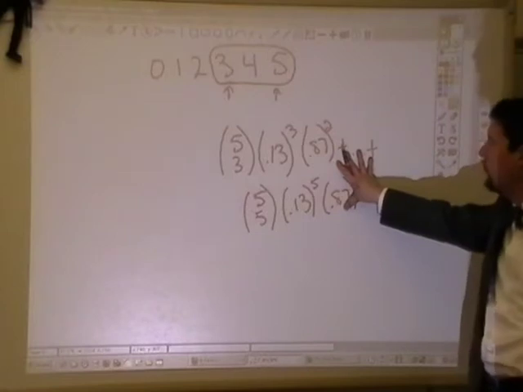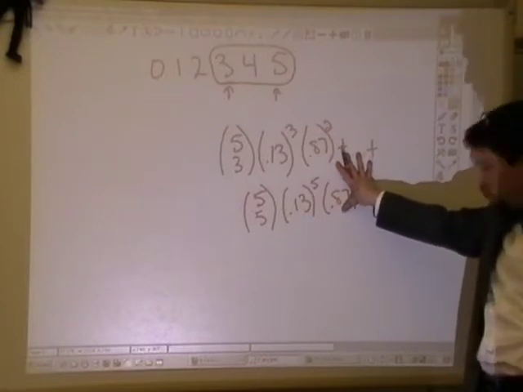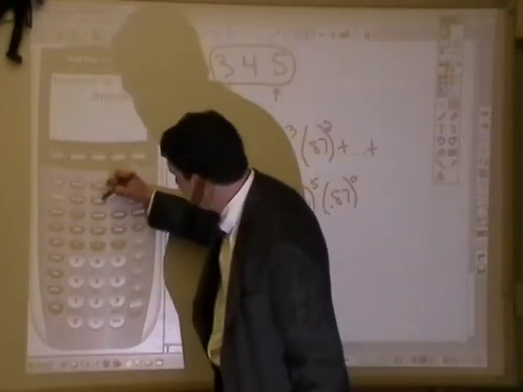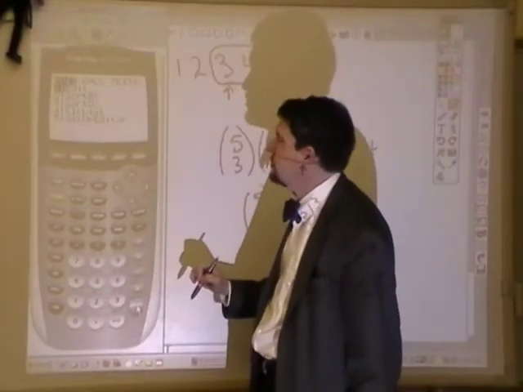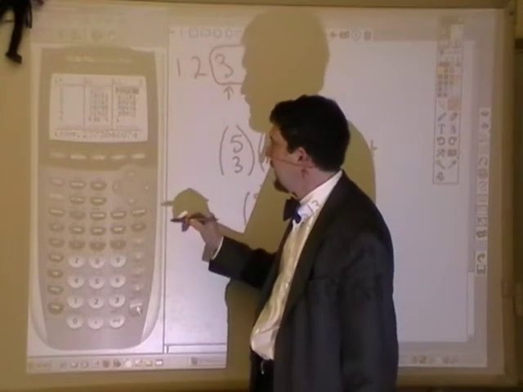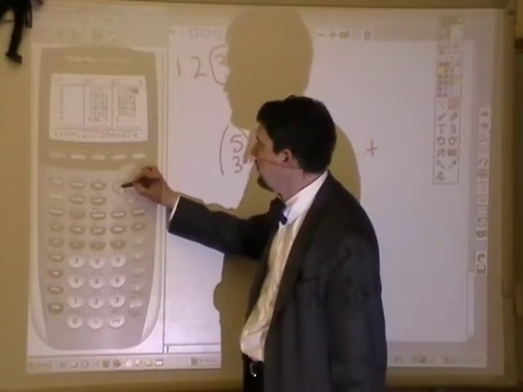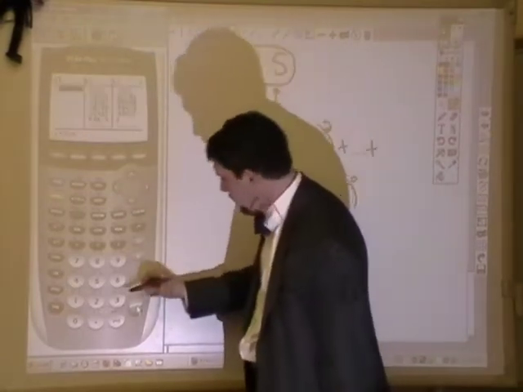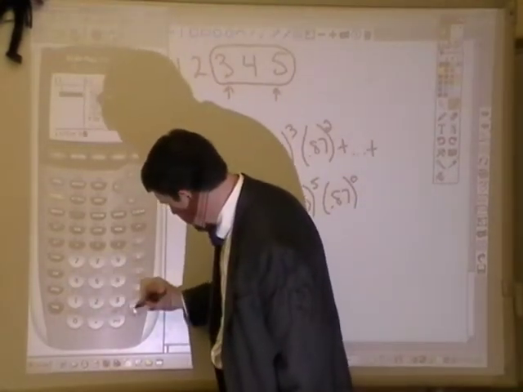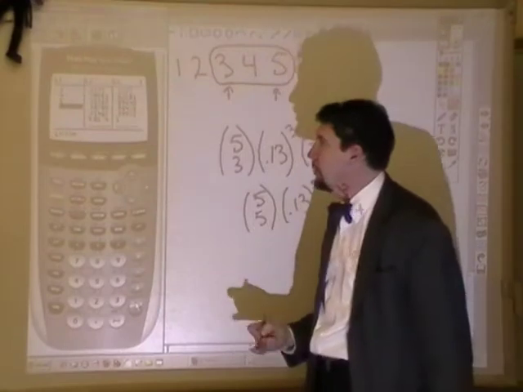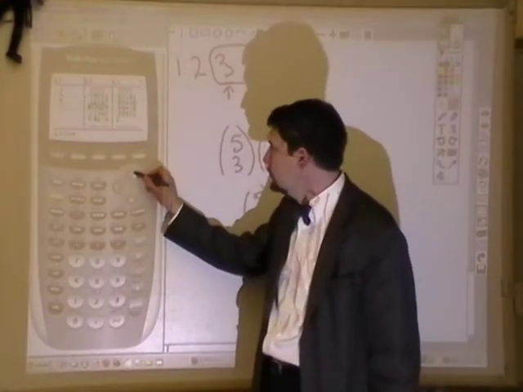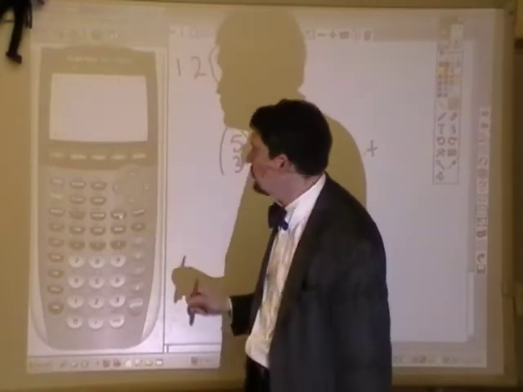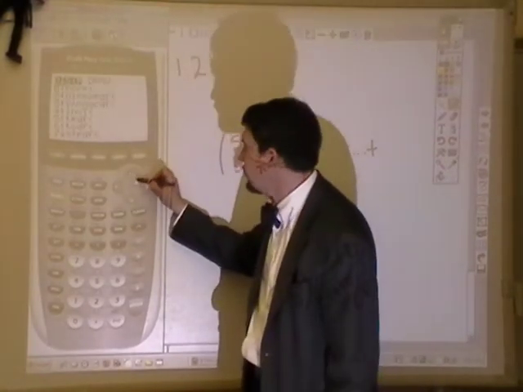Now I could do this on my calculator. And actually the easiest way to do this would be to do this through the list menu. I would go to Stat, and I would go to Edit. And I would go to L1, and I would clear it, and put in, okay, what values do I need? I need 3 and 4 and 5. And then I could go to L2, and I could do second distribution, binomial PDF.